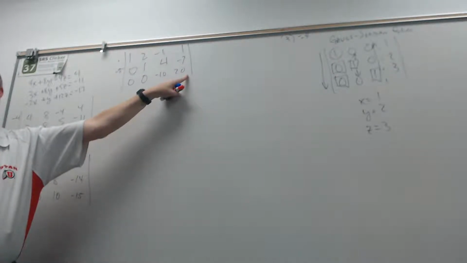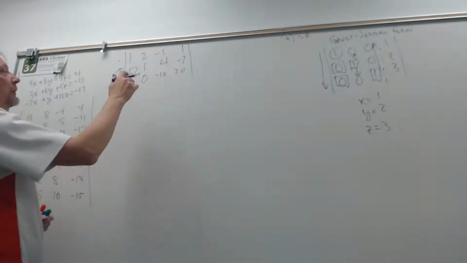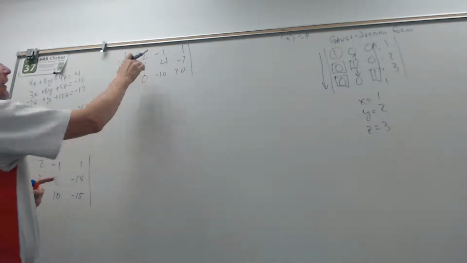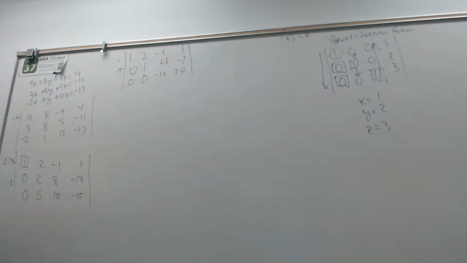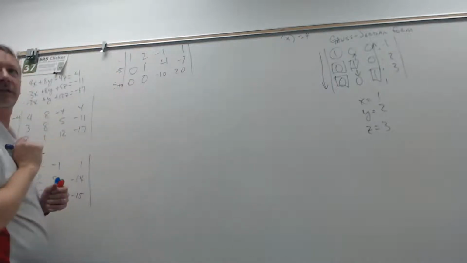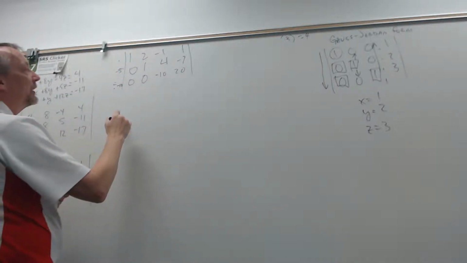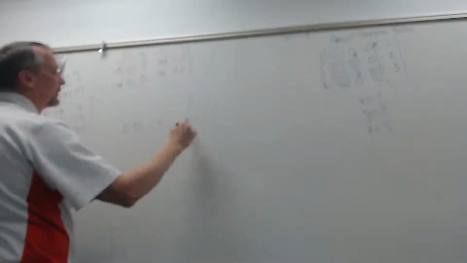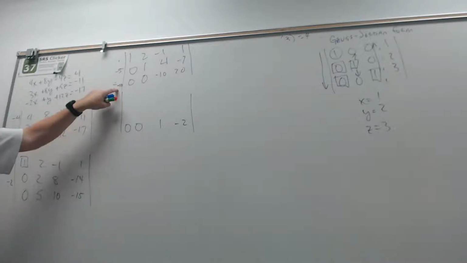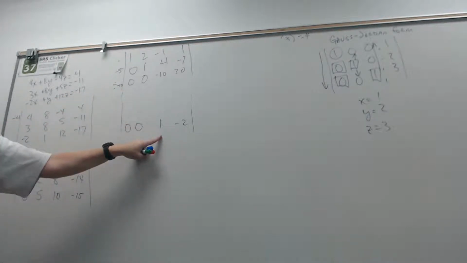Because this is easy. But because we wanted to try the Gauss-Jordan method, it's good practice for you guys. You guys will hate it. And honestly, you don't need it, but it is nice because then you can get x equals, y equals, z equals. So I'm going to divide this by -10, correct? So my bottom row is going to be 0, 0, 1, -2. I divided by -10.